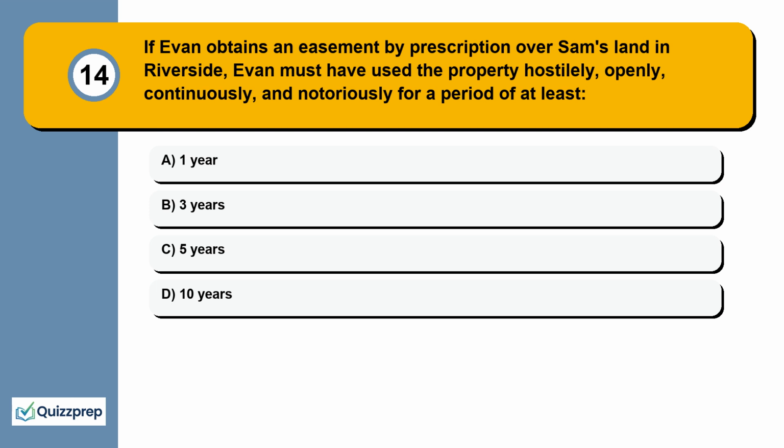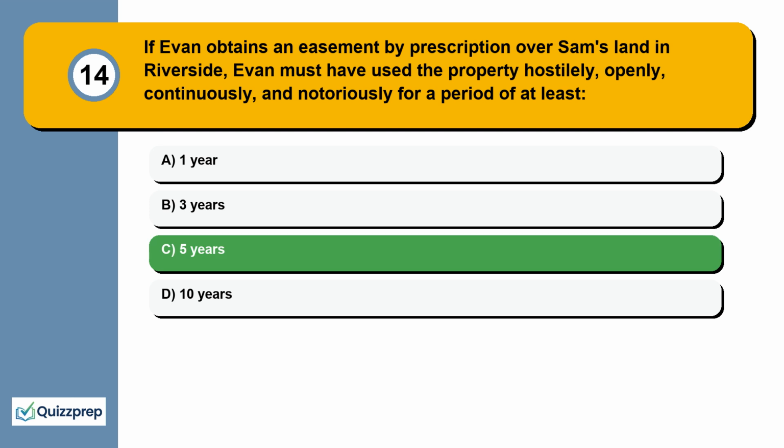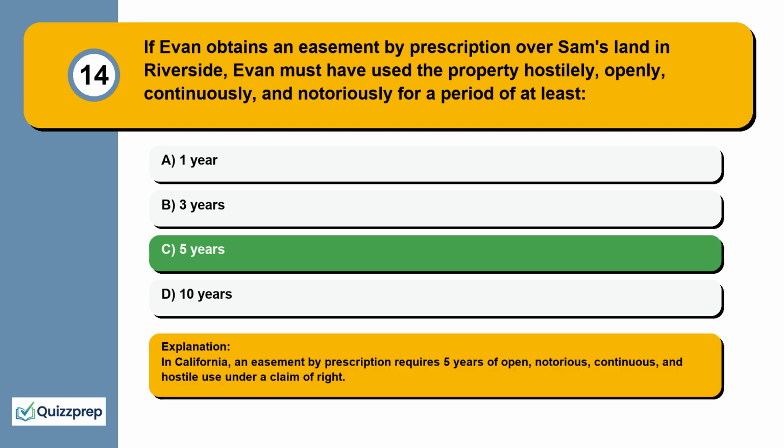Question 14. If Evan obtains an easement by prescription over Sam's land in Riverside, Evan must have used the property hostilely, openly, continuously, and notoriously for a period of at least 1 year, 3 years, 5 years, 10 years. In California, an easement by prescription requires 5 years of open, notorious, continuous, and hostile use under a claim of right.